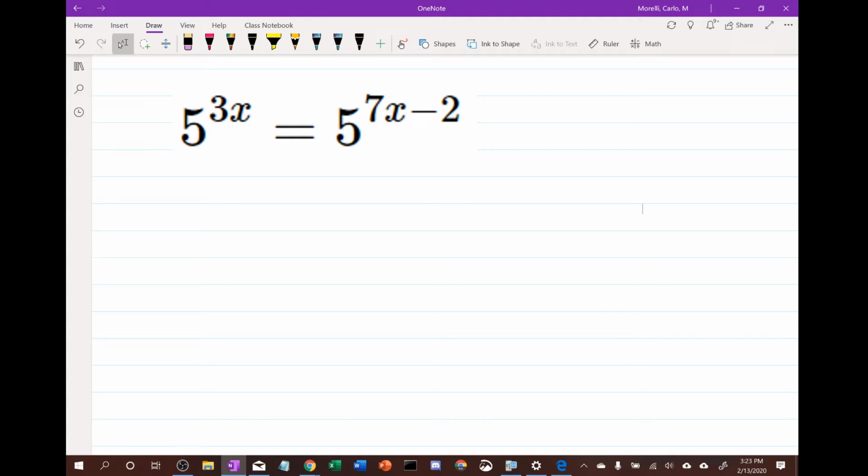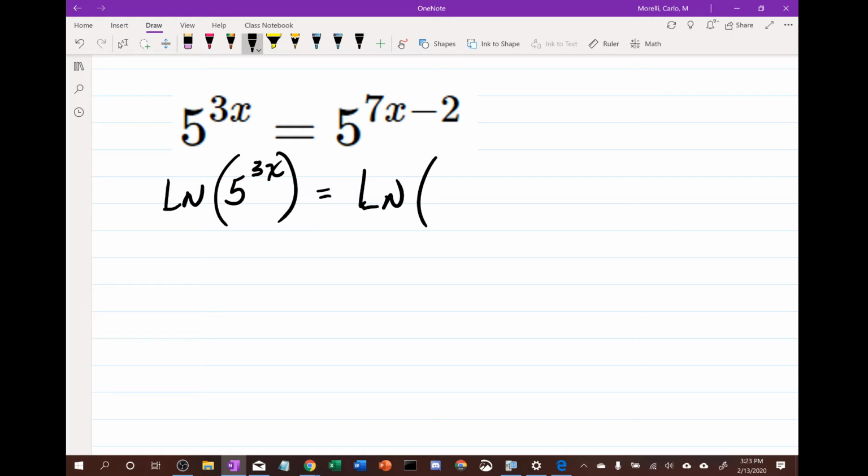So what we're going to do is rewrite the problem like this. ln, and then just put 5 to the 3x like this. Equals ln of 5 to the 7x minus 2. Okay? Now don't go plug it in the calculator because the calculator isn't going to tell you anything. Because there's an x in there, it's going to look screwed up.